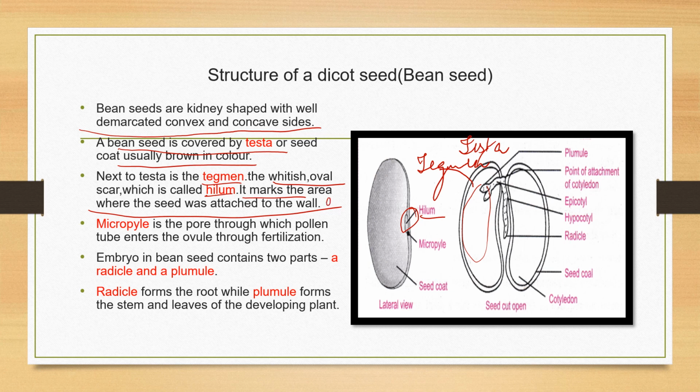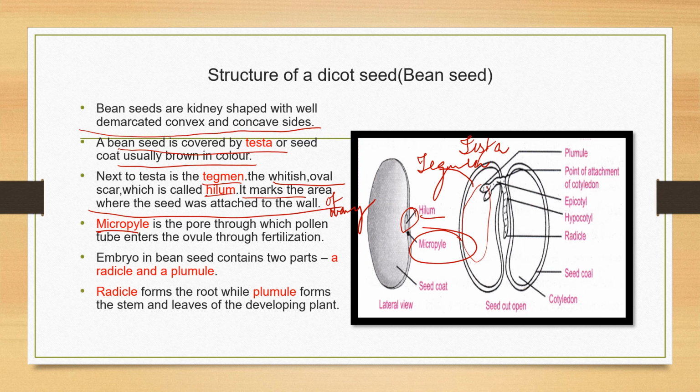Below that we see the micropyle. What is the micropyle? The micropyle is the pore through which the pollen tube enters the ovule during fertilization. If you have not gone through the video on fertilization, where I have already discussed the full process, how the pollen tube enters the ovule through the micropyle and how fertilization takes place, please refer to the link above. In my description box I am also giving the links to the pollination and fertilization videos.